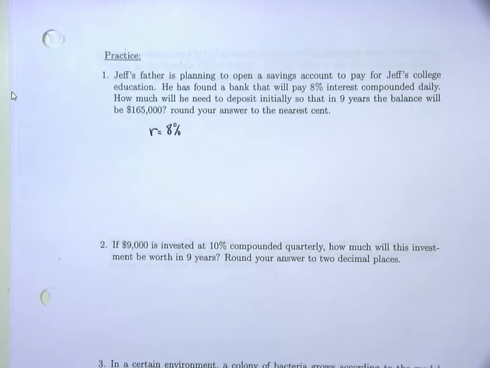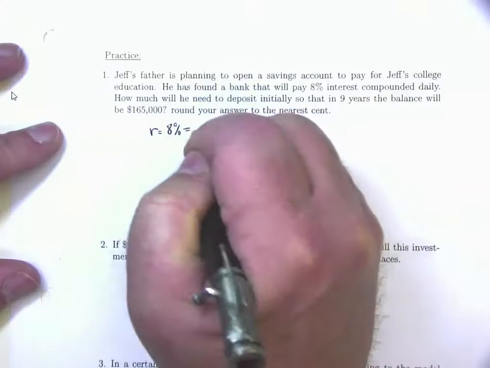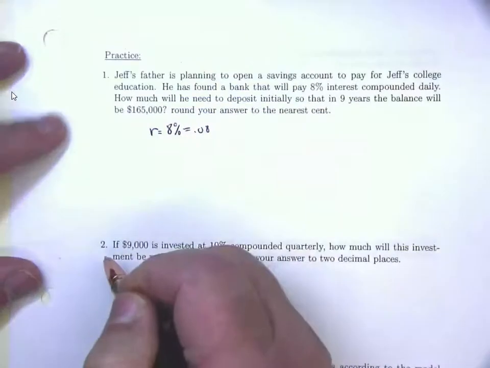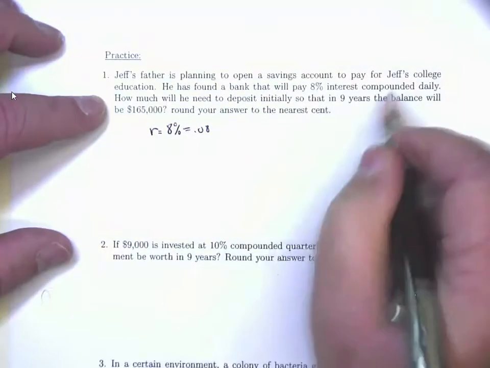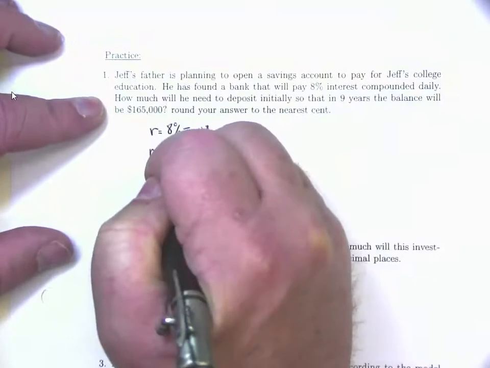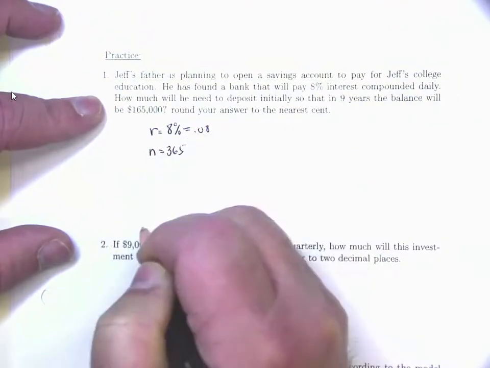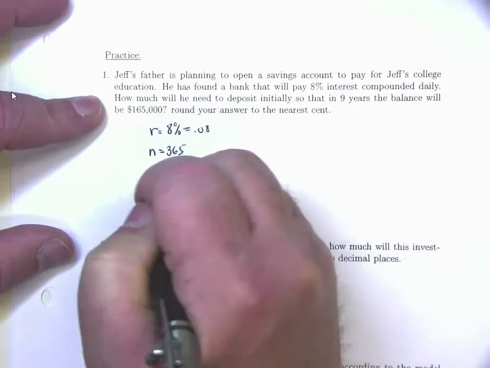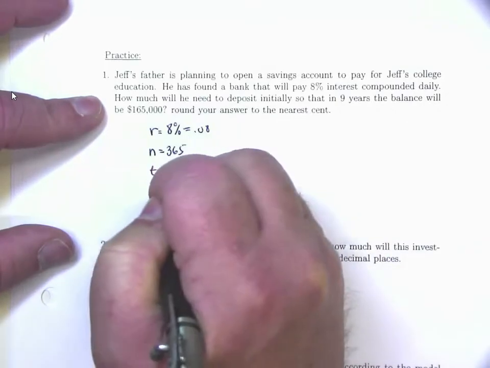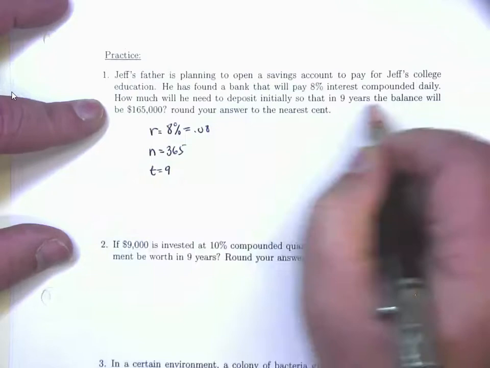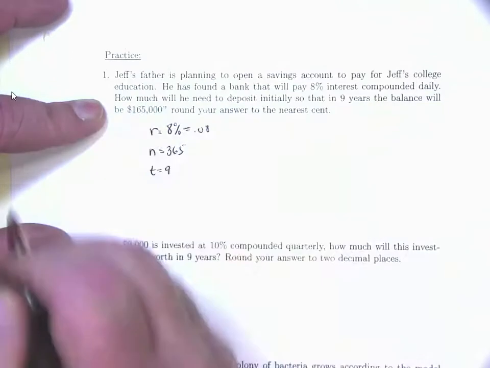All right, so we've got an 8% account, which mathematically is 0.08. He wants it compounded daily. Compounded daily. How many times a year is compounded daily? So N equals 365 in my formula. We're going to invest it for 9 years. T equals 9. But here he wants the balance to be $165,000.